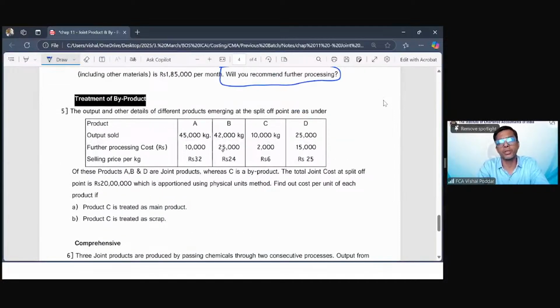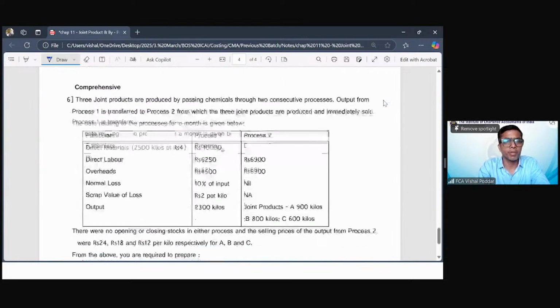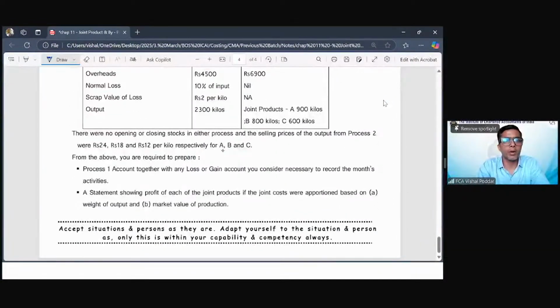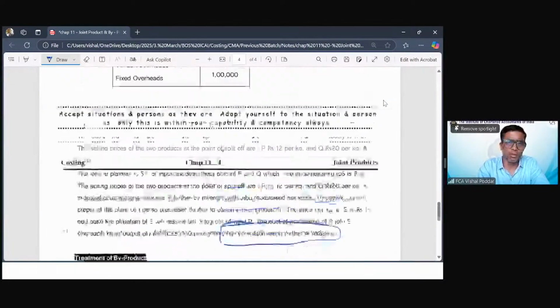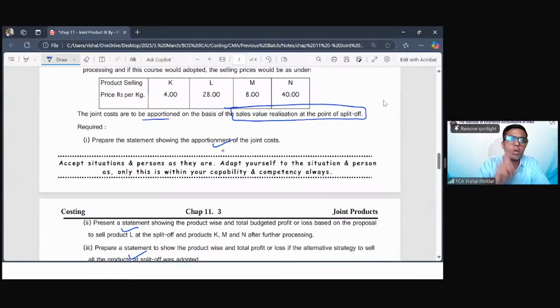And then this one question I have curated for showing you the difference between treatment of byproducts, when it is treated as a main product and when it is treated as scrap, what is the difference? All this, I request that you please solve today for your practice. Also solve all module sums except the sum on the margin method, because we are yet to study that method. Except margin, you can solve each and every sum today.